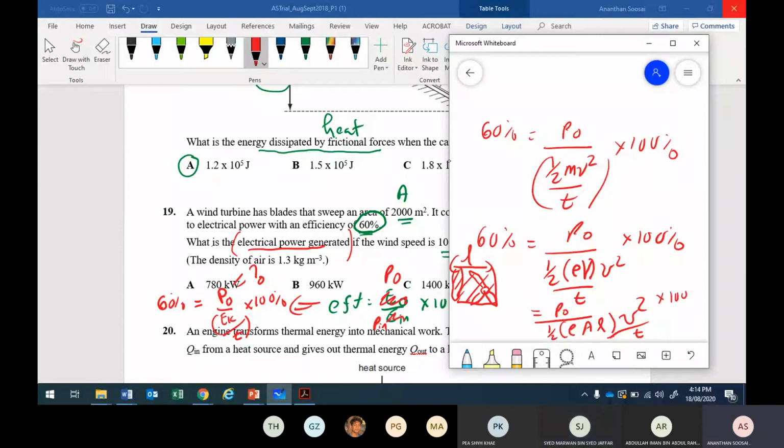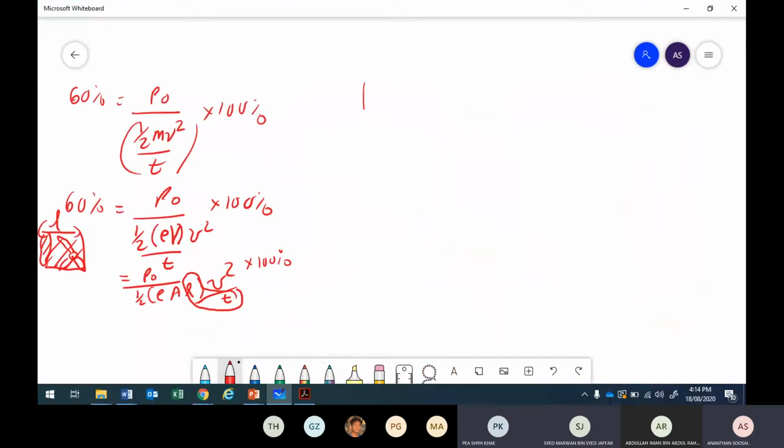Times 100%. You know rho, you know A, but you don't know the length. You know the V. But length over T is what? Length over T is velocity. So what happened to the equation? 60% goes to V naught. So it becomes half rho A V cube.